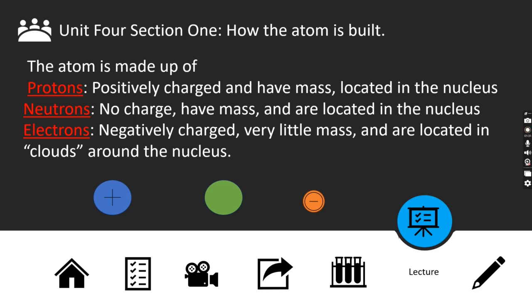Otherwise, because opposites attract, protons and electrons would just smash together. And you want electrons on the outer part, in clouds around the nucleus, not in the nucleus. Electrons are negatively charged. They do not have very much mass, so we don't add that into the mass number. What is the mass number? We'll talk about that in just a moment.